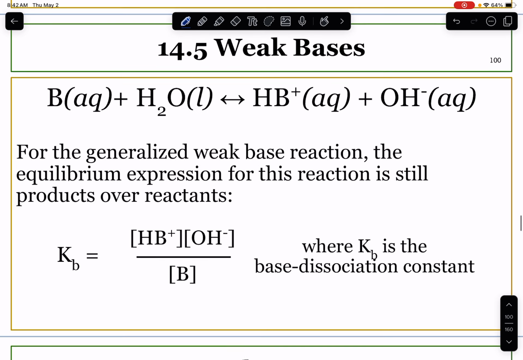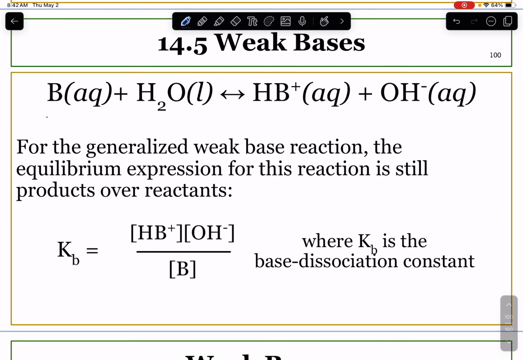So here is, again, the reaction, but now B is just representing any weak base. When it accepts a hydrogen from the water, it looks like this, HB with a positive charge, and then the hydroxide is OH minus.